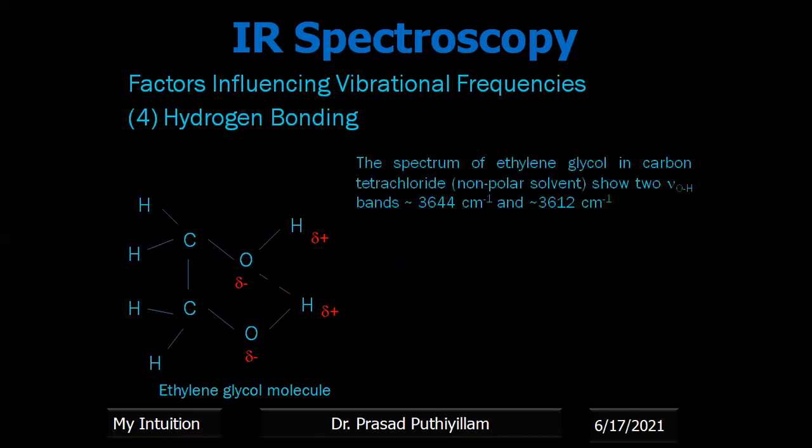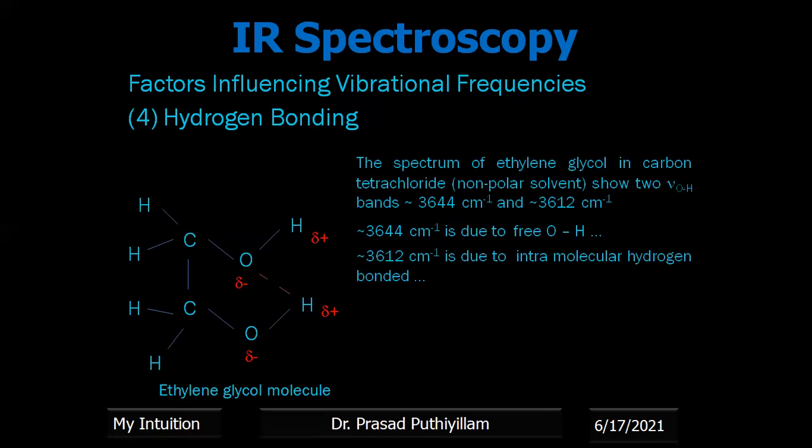The spectrum of ethylene glycol in carbon tetrachloride, a non-polar solvent, is again an example of the frequency shift due to the solvent effect. It shows two OH vibrating bands, at 3644 and 3612. In dilute solution, 3644 cm⁻¹ is due to free OH, and 3612 is due to the formation of intramolecular hydrogen bonding.